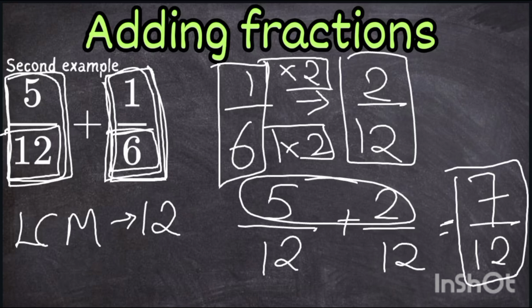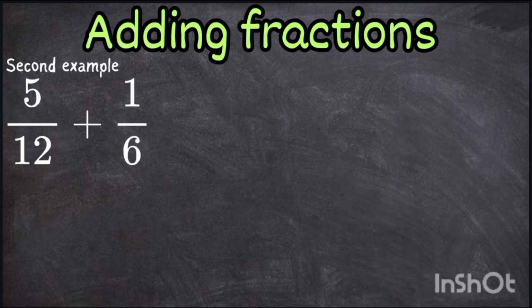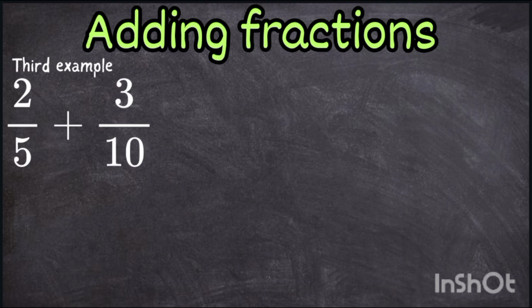We can't simplify this, so we will not simplify it, because it is already simplified. So let's move to our third example, which is 2 by 5 plus 3 by 10.